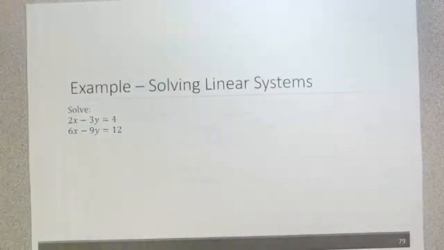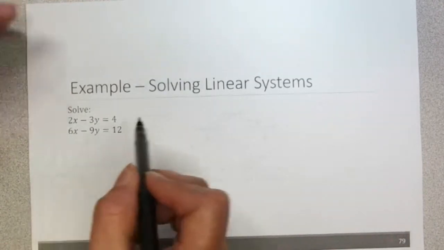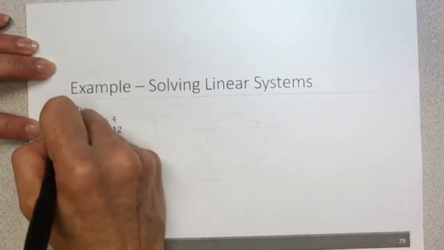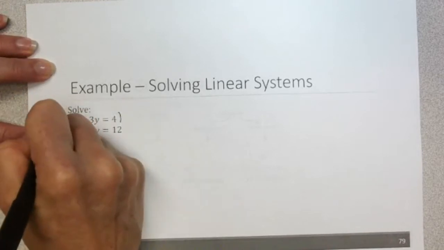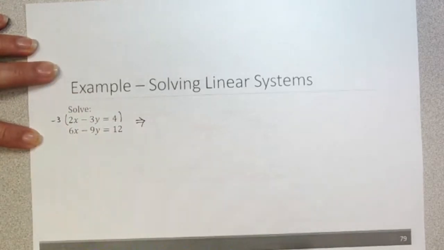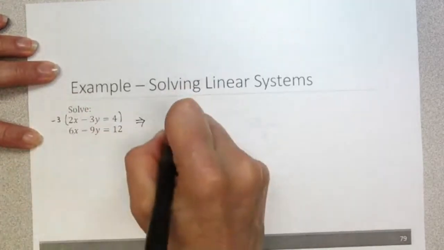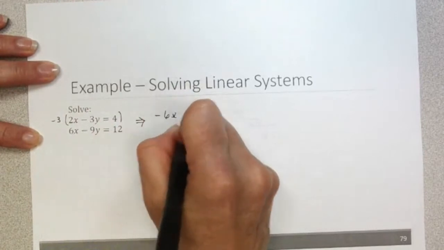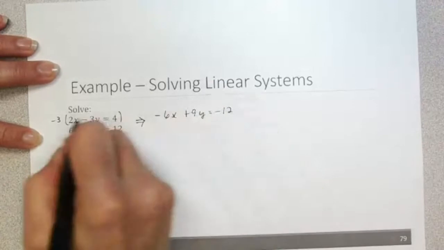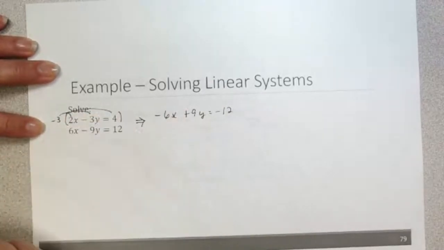All right. Now let's take a look at this example here. Looks similar, but a little bit different. Well, let's see. How can we solve this? Let's try that same method, that elimination method. Look at the 2x and the 6x. I think if I multiply that top equation by -3, I'm going to have what I need to add out the x term. Okay. So -6x plus 9y equals -12. That's my first equation when I distribute that -3.